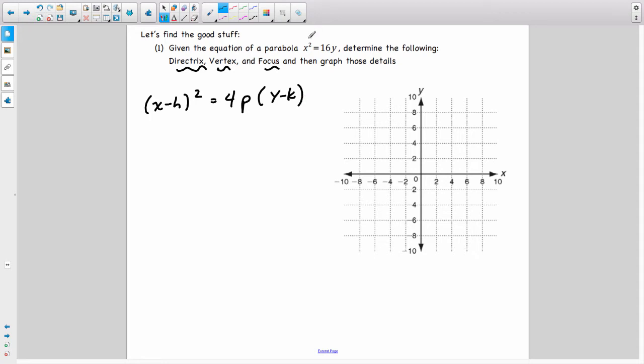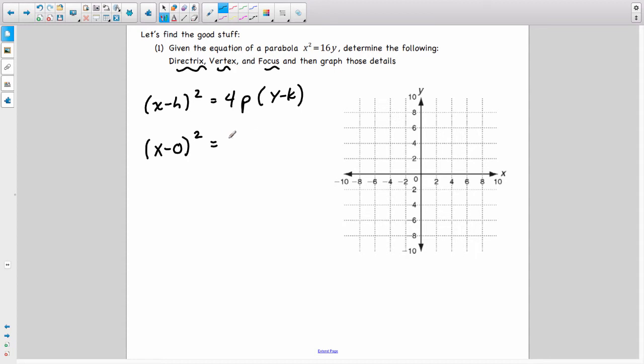So in this case, it's really weird. We only have an x squared on the left. So what does that tell me about my h? That it must be 0. Now I've got this 16y, but no other value. Not like 16y minus 10 or something. So I don't have a k either.